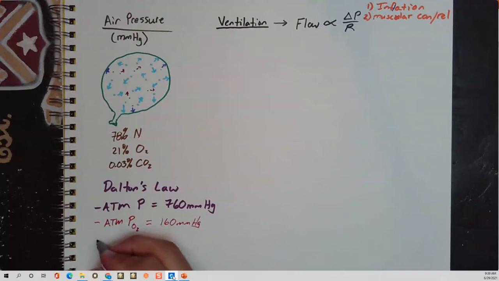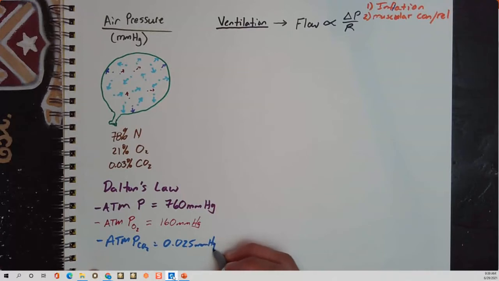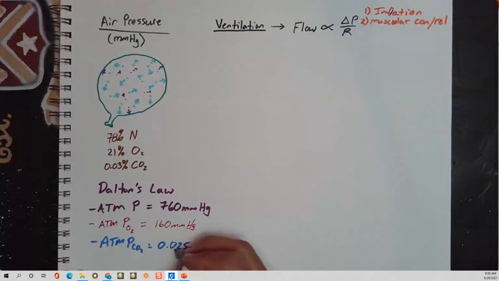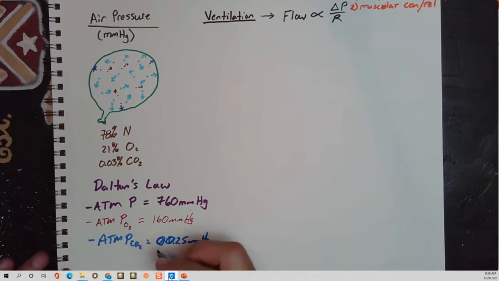So we would end up saying atmospheric partial pressure of CO2 equals 0.025, right? Very small. I can't remember which one it was. Just 0.25. Still very small. It's that small. That's not typically correct there with that extra zero.